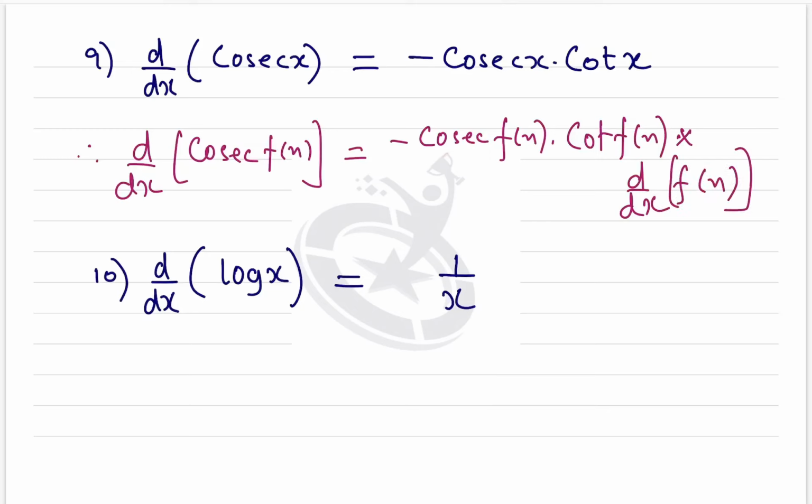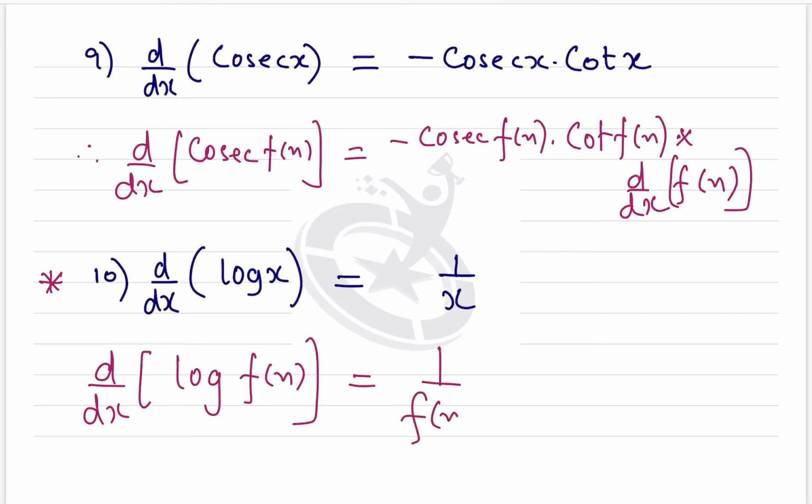Right? The next formula is log x. That's very, very important. You have a typical type that's called logarithmic differentiation. So for that this rule is very important. The derivative of log x was 1 by x, so the derivative of log f of x will be 1 upon f of x into the derivative of f of x.